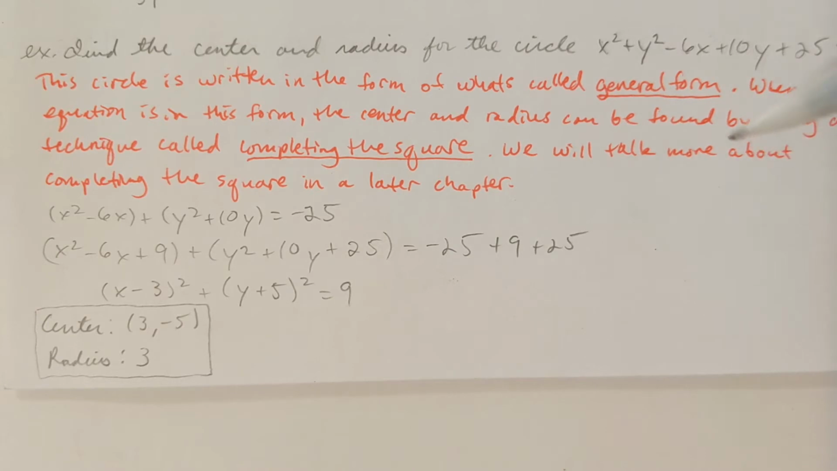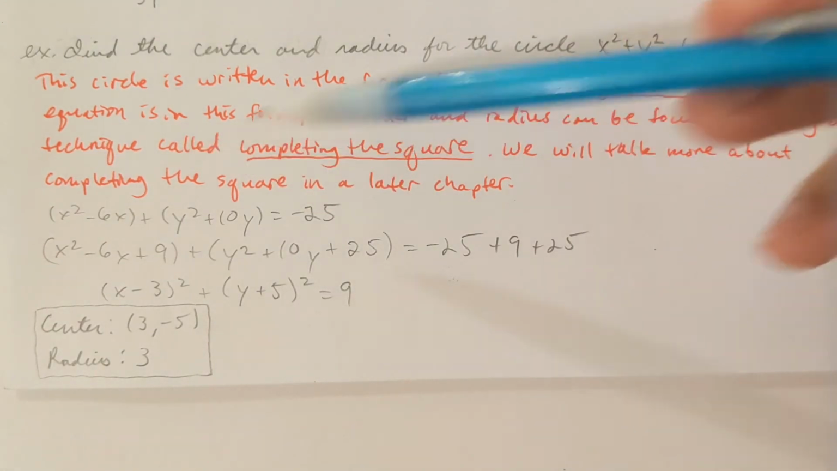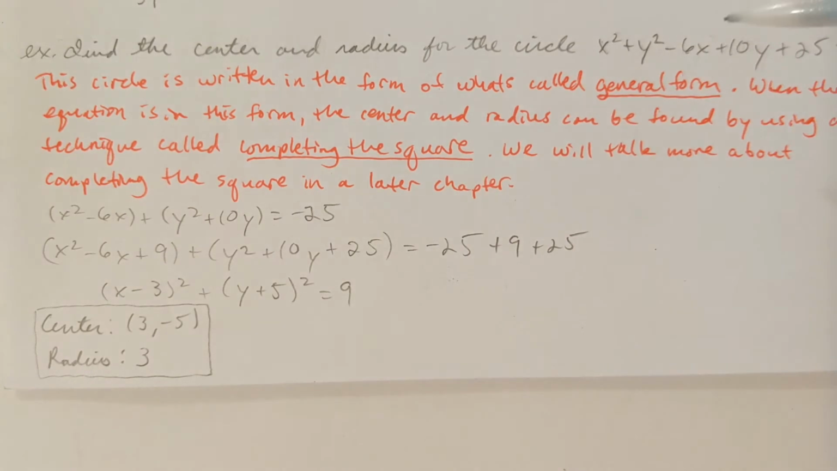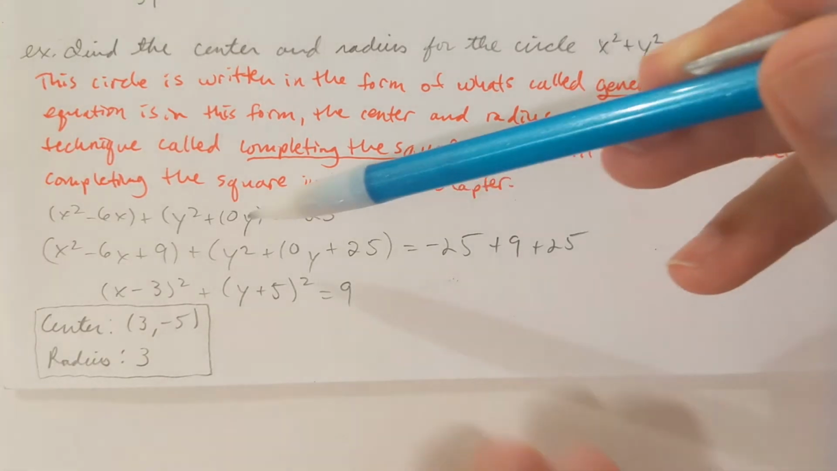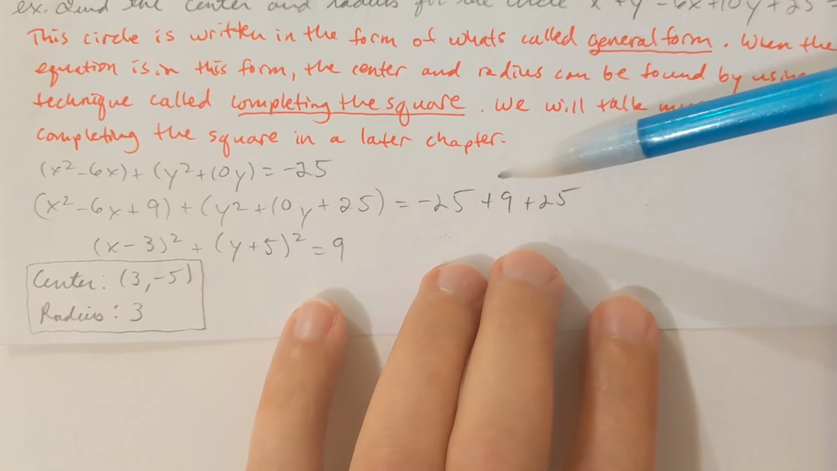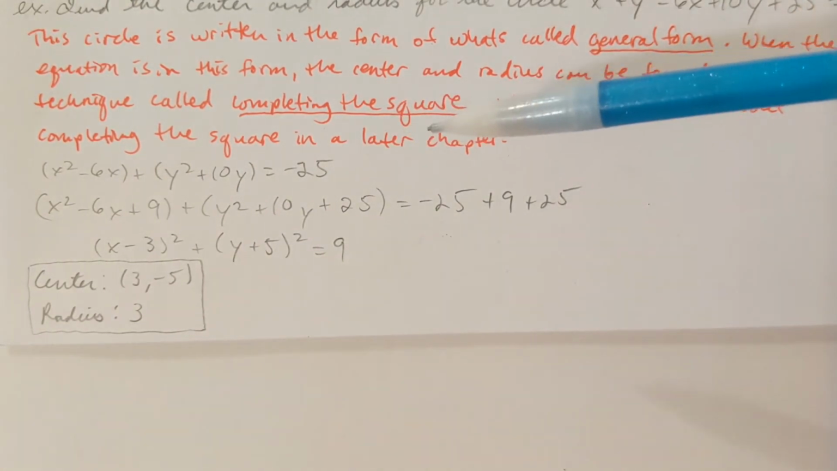The first thing that I'm going to do is rewrite the equation that's given here so that the x terms and the y terms are equal to the constant. The x terms: x squared minus 6x plus y squared plus 10y equals -25. Okay? That is always step 1.